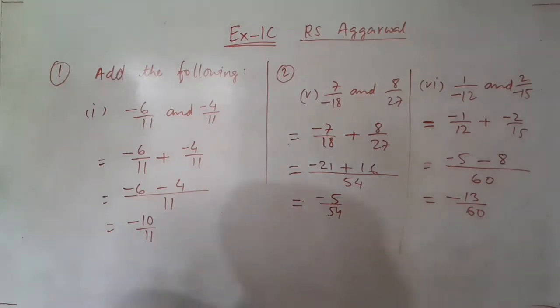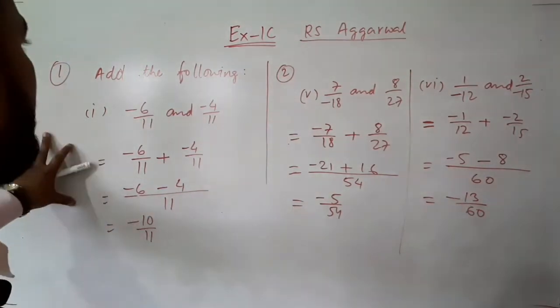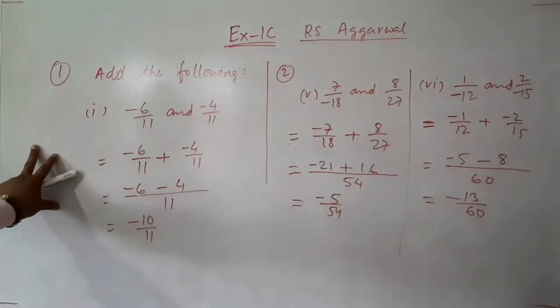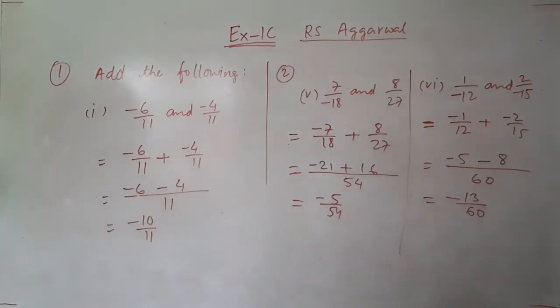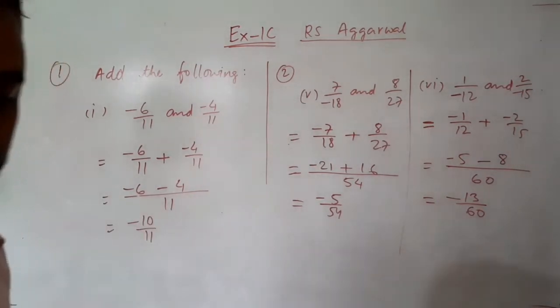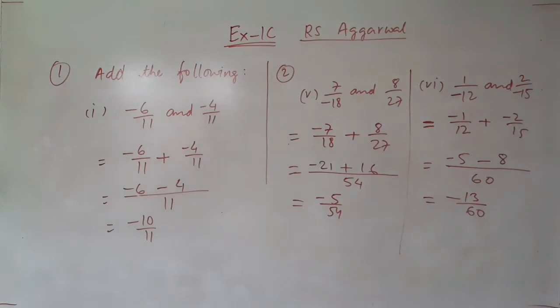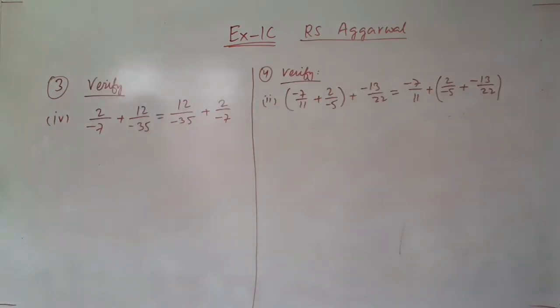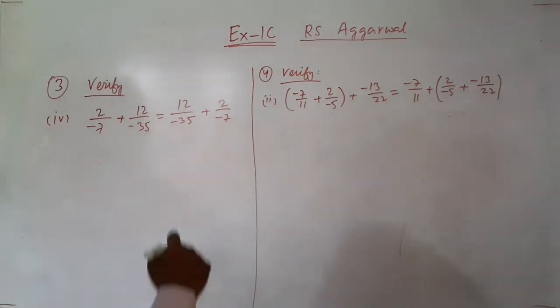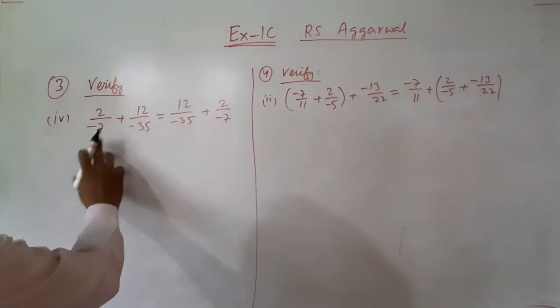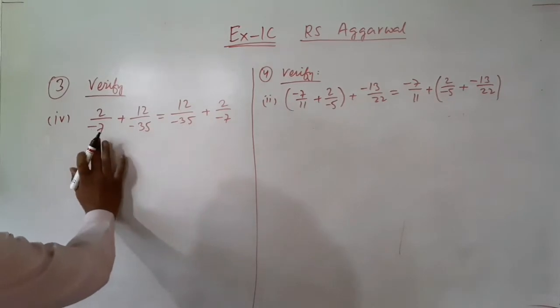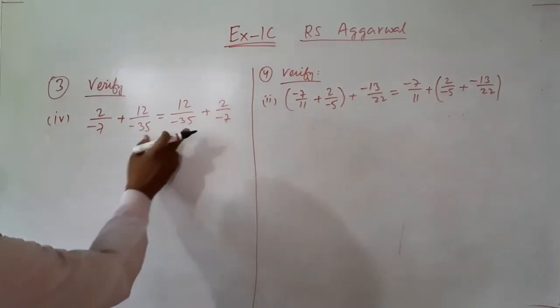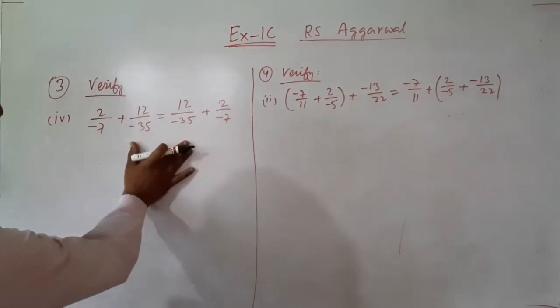So I think you all understand how to solve addition of rational numbers. So now I am going to solve question number 3. In question number 3 you have to verify. In question number 3 and 4 you have to verify LHS and RHS. See here 2 by minus 7 and 12 by minus 35. See here, this is your A, B and B, A. So this relation is what?